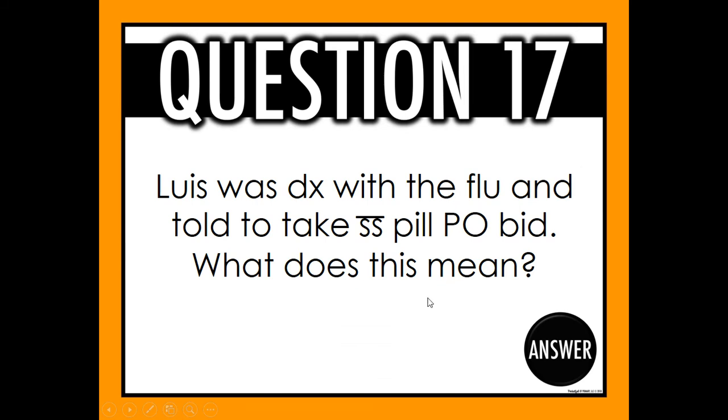Question 17. Luis was DX with the flu and told to take SS with a line over it, pill, PO BID. What does this mean? So you need to define DX, SS with the line over it, PO, and BID.